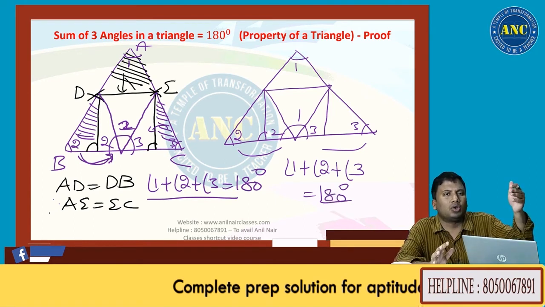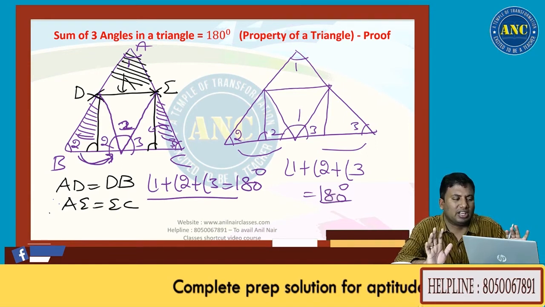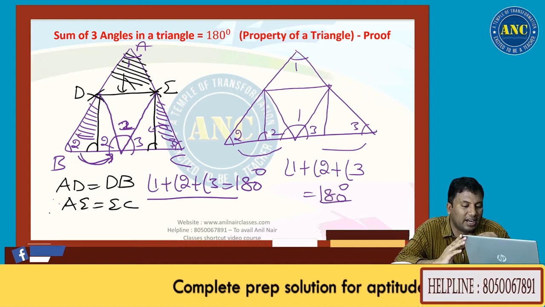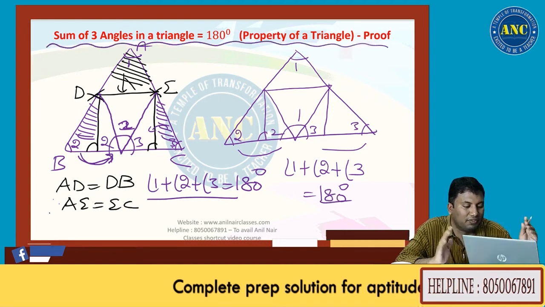I don't want to do it like an NCERT textbook, all the theorems and everything. Geometry is nothing but diagrams. I will draw diagrams and I will tell you why the sum of 3 angles in a triangle is 180 degrees. I hope this proof is clear. Any doubt? What did I do in this proof?